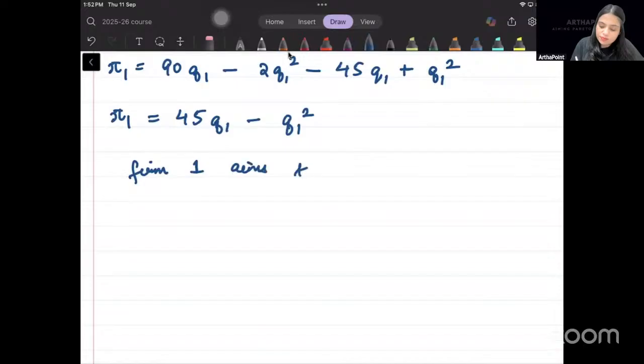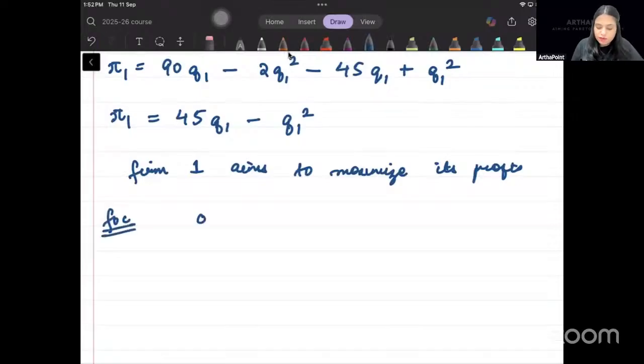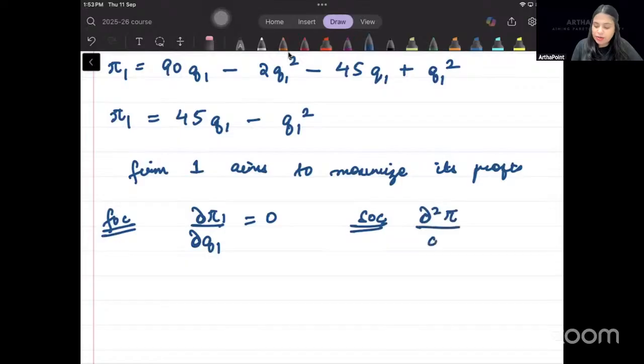aims to maximize its profits. Firm 1 aims to maximize its profit. So your first order condition will be del pi 1 by del Q1 equal to 0. And the second order condition will be del square pi 1 by del Q1 square less than 0, because we have to achieve a maxima. So it has to be less than 0.